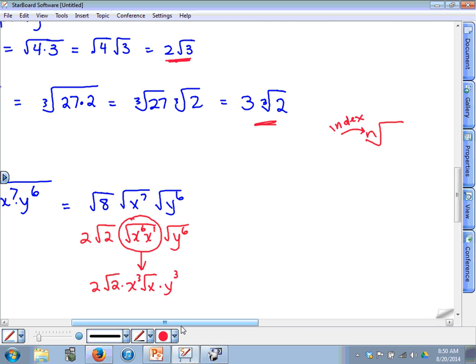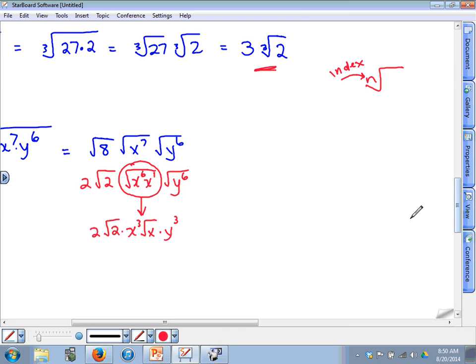So this is where we are now. We need to clean this up a little bit. When you're multiplying radicals, anything on the outside multiplies together. Anything on the inside of a radical multiplies together.